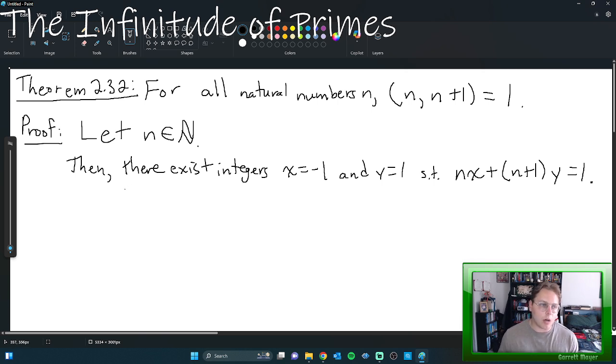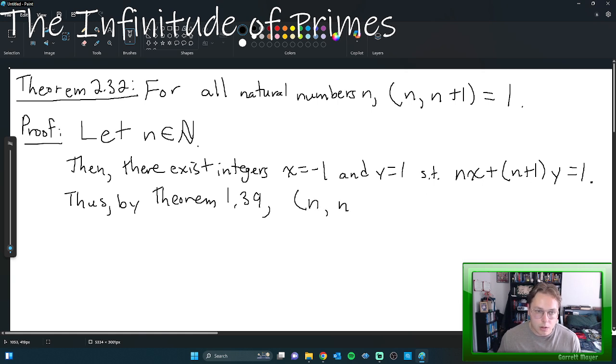Now, if you recall from chapter 1, we were looking into different proofs of how linear Diophantine equations like this one relate to GCDs. So if you remember, theorem 1.39 that we proved shows that because this equation exists, you can write 1 as the sum of n times an integer and n plus 1 times an integer. This means that by theorem 1.39, the GCD of these two numbers has to be equal to 1. And that is our proof.